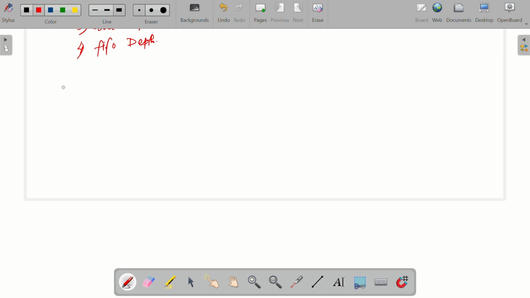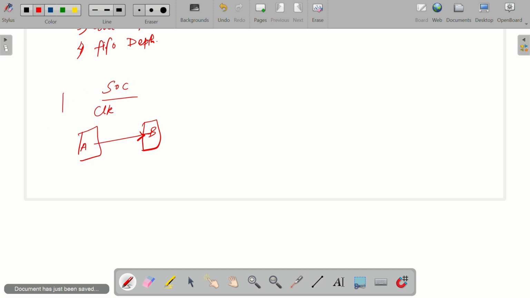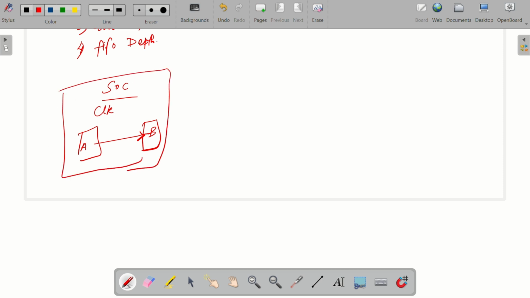Synchronous FIFO is when your clock domains are safe, when your read clock domain and write clock domain are similar. For example, let's say I have a SOC and there is only one clock domain, and this is one block and this is second block, block A and block B, and I want to transfer data from block A to block B. Now, since this entire SOC is working at one clock, which is never possible, but let's assume hypothetically that this entire SOC is working at same clock domain.